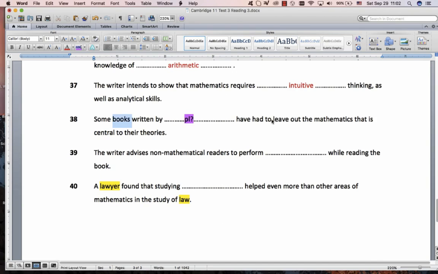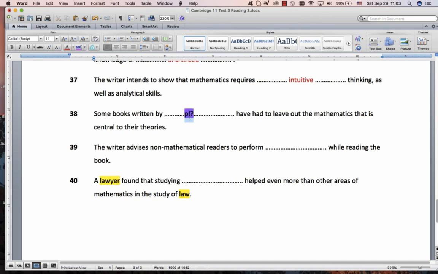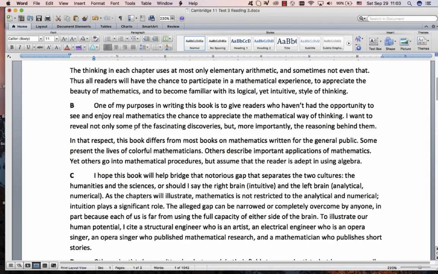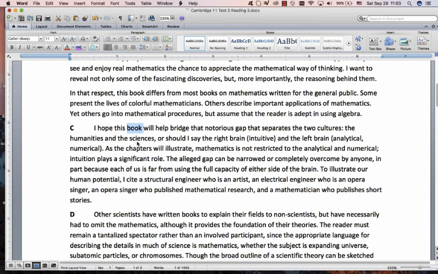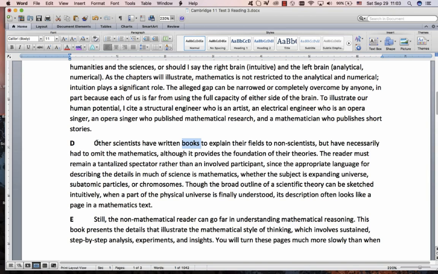Right, some books written by, we'll look for books, leave out mathematics central to the theories. Books leave out central theories. And another thing, we're probably looking for a plural countable, but also it's going to be some kind of people, because only people write books. Now, he's talking about this book. We're looking for other books, and right over there. And that's actually just very easy. Other scientists have written books. So our answer is going to be scientists. It's people. It's a plural countable, as we were expecting.